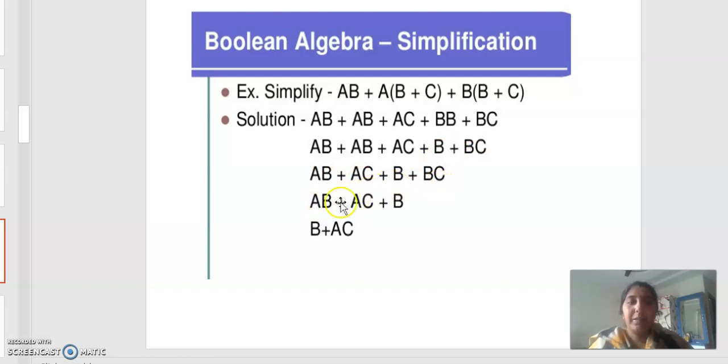Next, AB plus AC plus B. We also have the formula A plus AB equals A, so we can replace B plus BC with B. Similarly, AB plus B can be written as B. So the simplified expression for AB plus A into (B plus C) plus B into (B plus C) is B plus AC.